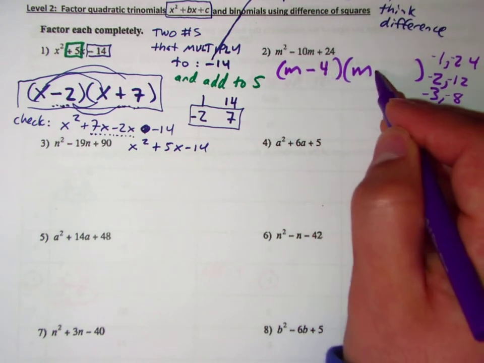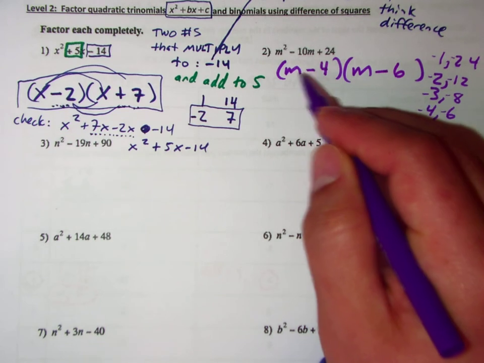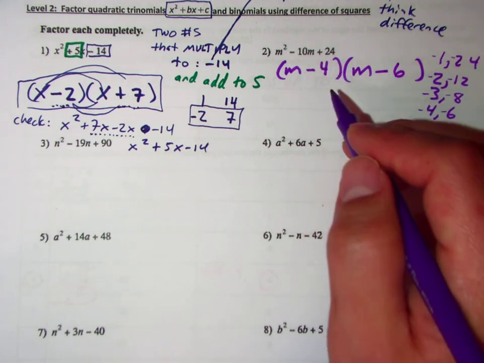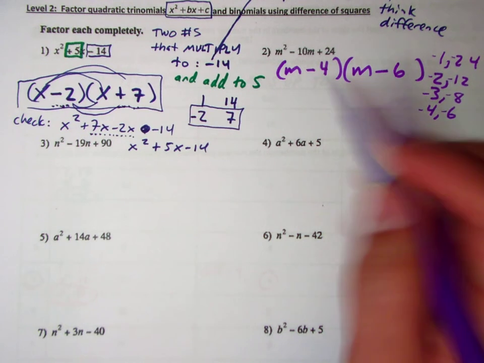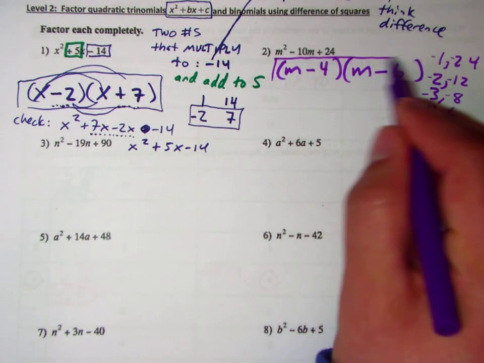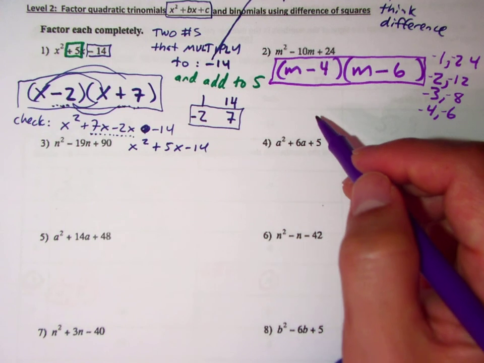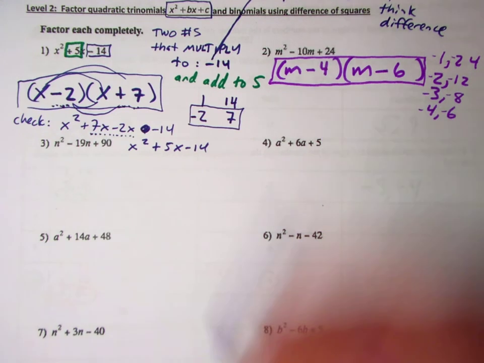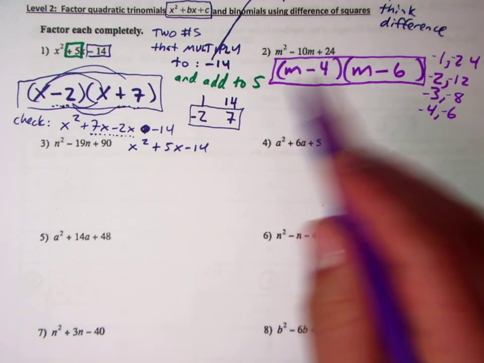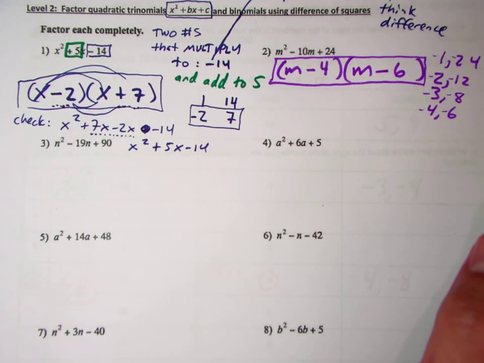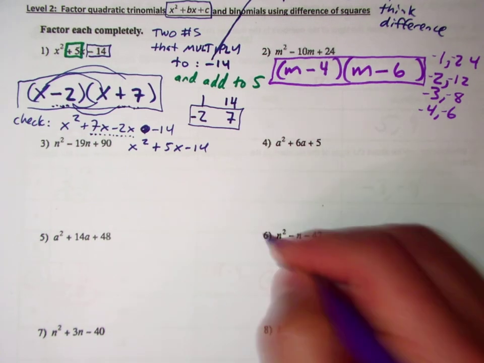Negative 4, negative 6. In other words, m minus 4 times m minus 6 should give us m squared minus 10m plus 24. Okay, and I'll leave that to you if you want to check, but you should always be confident with these answers. And if you're not, again, check a couple of times until you get the hang of this, and then you should be okay. Let me do one more. Let's do number 6.